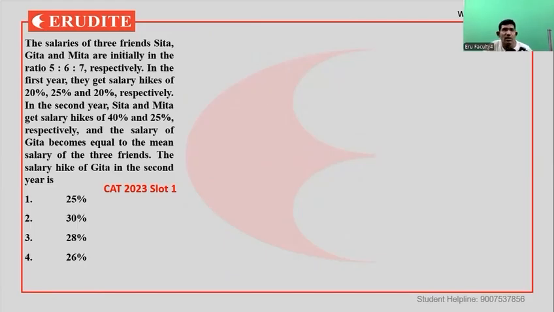It says, the salaries of three friends, Sita, Geta, and Mita, are initially in the ratio 5:6:7. In the first year, they get salary hikes of 20%, 25%, and 20% respectively. In the second year, Sita and Mita get salary hikes of 40% and 25% respectively. And the salary of Geta becomes equal to the mean salary of the three friends. Then the salary hike of Gita in the second year was how much?